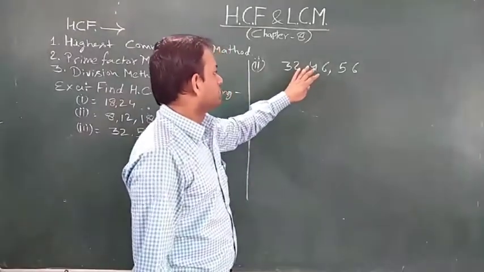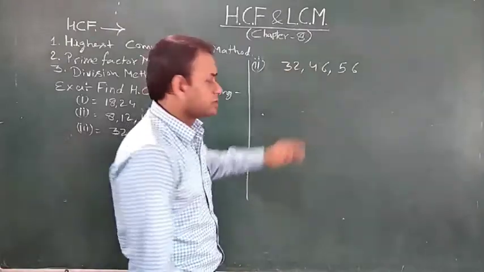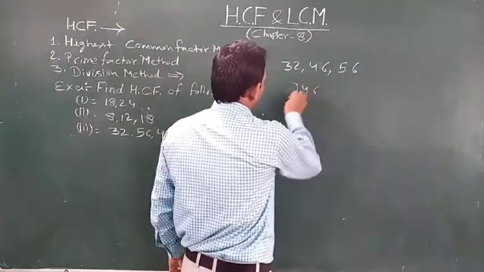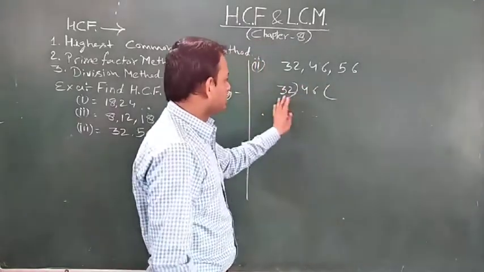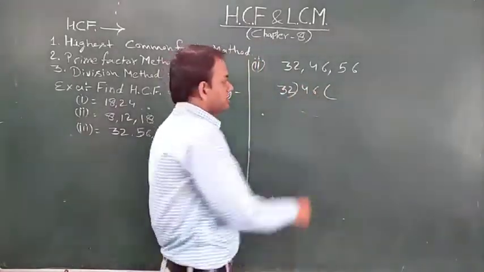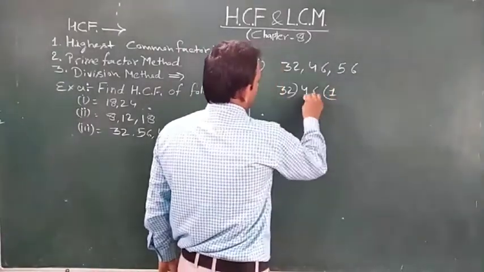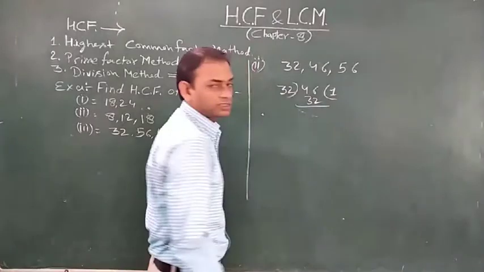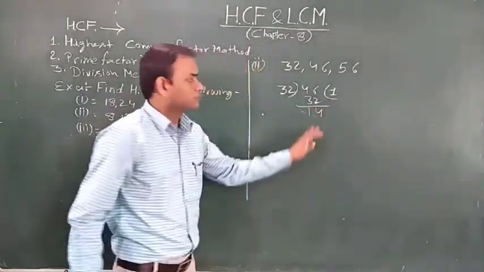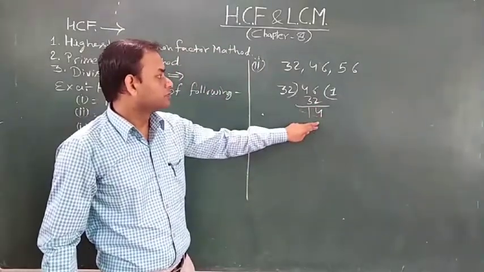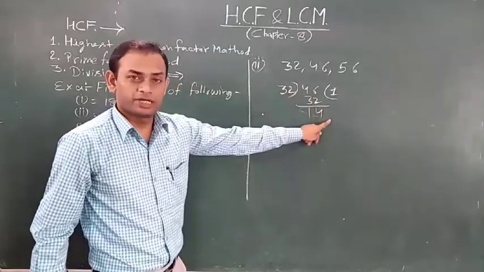We will divide. This is the smallest number and 46 is greater than 32. So we will divide the 46 by the 32 first of all. 32 twos will be more than 46, so we will take 1 times 32. Subtract, that is 14 left. Now 32 will come here as a dividend.